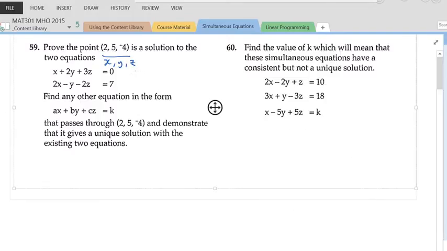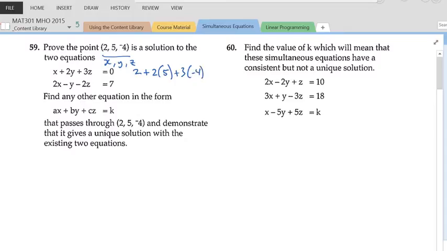So it's going to be 2 plus 2 times 5 plus 3 times minus 4. Well, so 2 times 5 is 10. So we've got 2 plus 10 minus 12, which equals 0. So that one checks out.